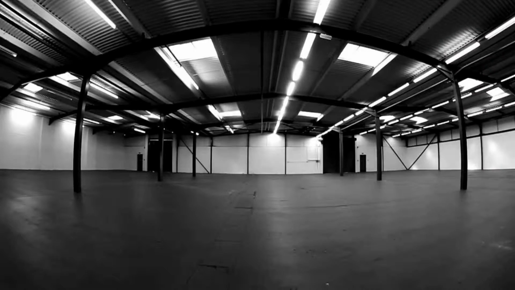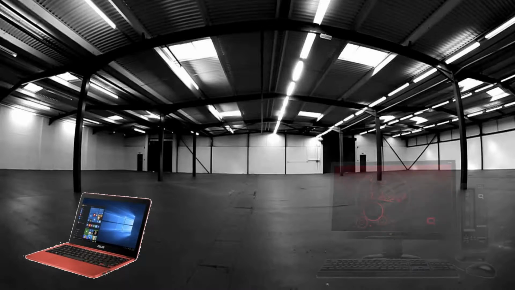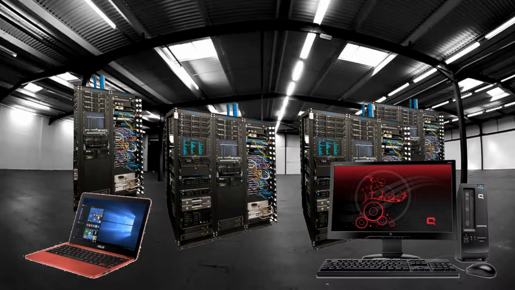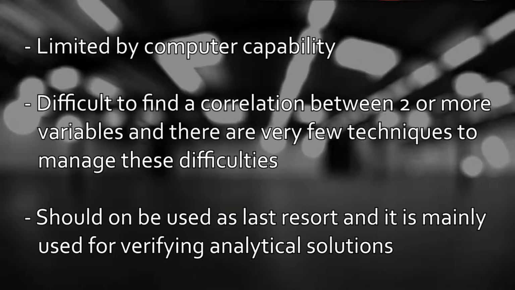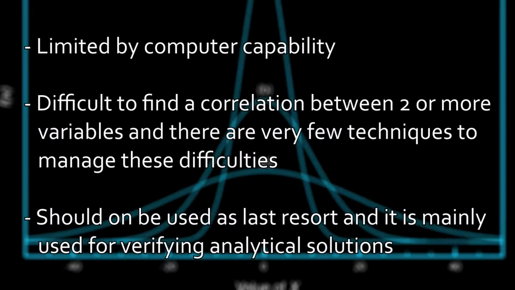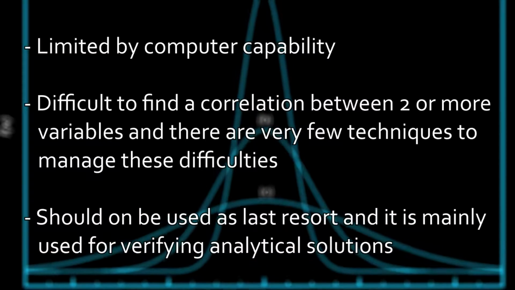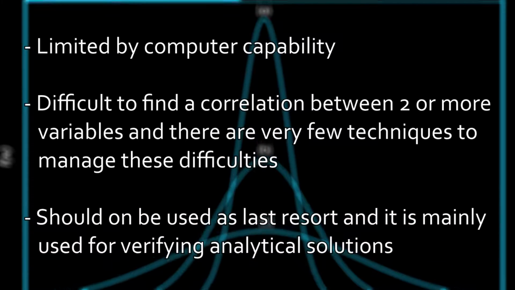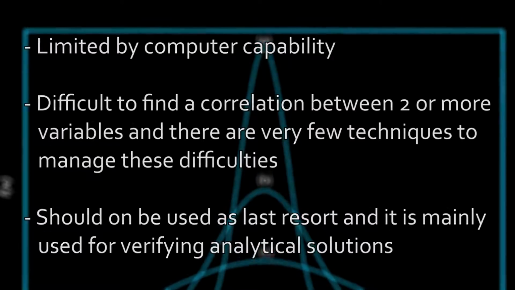This model is limited by computer capability, but more powerful computers cost more, and so the process can be expensive to run. It is also difficult to find correlations between all variables in a project. Techniques for assessing which distribution applies to a certain factor have not been fully developed. This method is designed to be used as a last resort when other analytical solutions are not available.